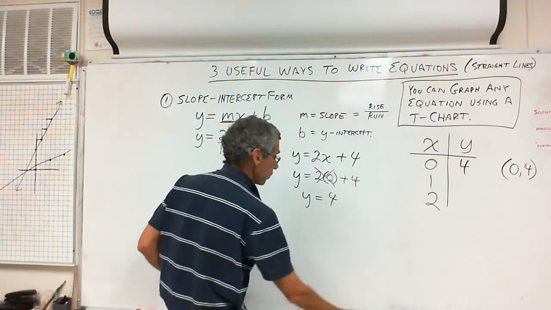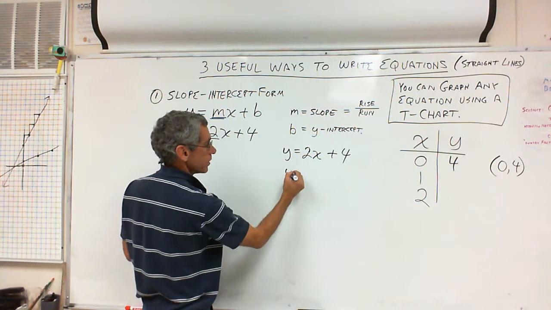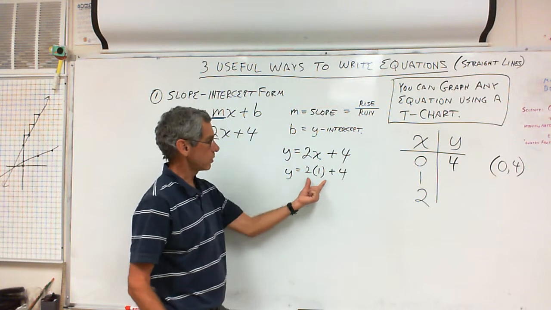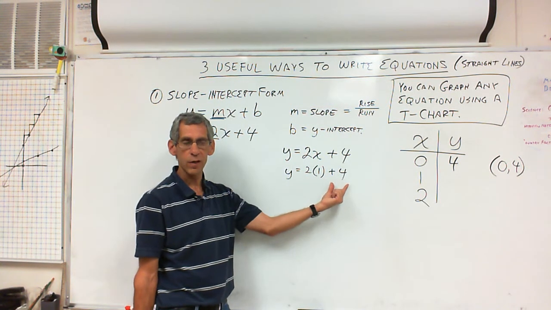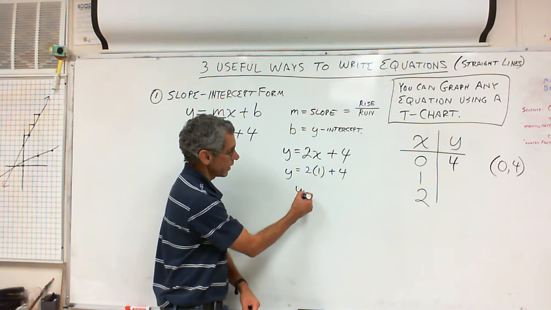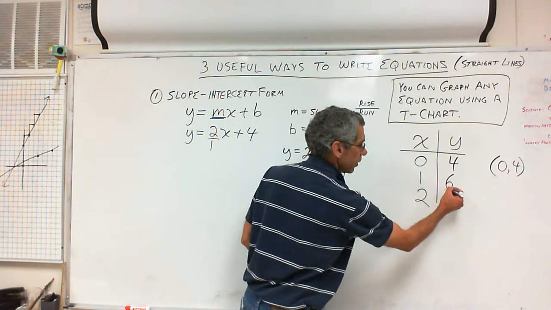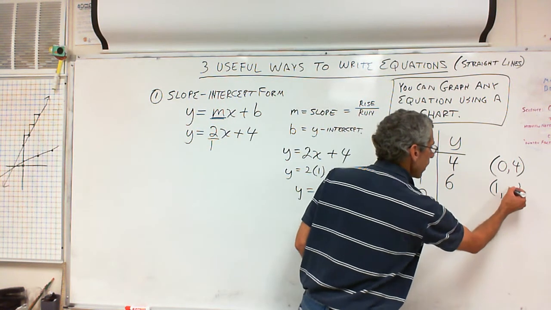So now I'm going to try it for 1. Y is equal to 2 times 1 plus 4. What is 2 times 1? 2. And 2 plus 4 is 6. So y is equal to 6, right? So I'm going to put a 6 right here, and that's my second point that I can graph: 1, 6.